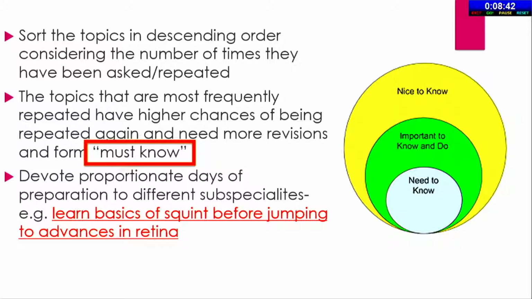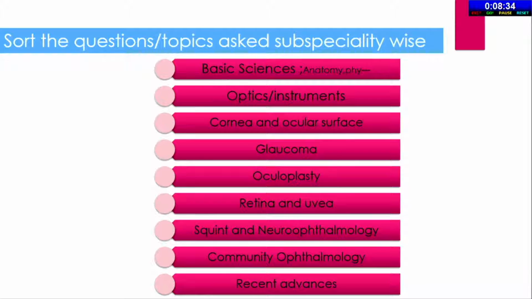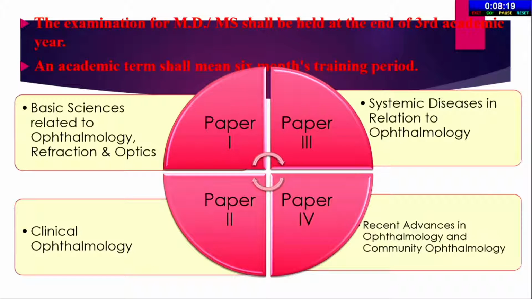And also, as I said, you must devote proportionate days or time, depending on how extensive or lengthy the topic is. And sorting the questions, always prepare your topic subject-wise or subspecialty-wise, because NMC also mandates the same. So these are the subheadings in which you should prepare specialty-wise. As I said earlier, paper 1 constitutes the basic sciences related to ophthalmology, refraction and optics. This is by and large the same throughout India. The systemic diseases, clinical ophthalmology and recent advances follow respectively in papers 2 to 4.